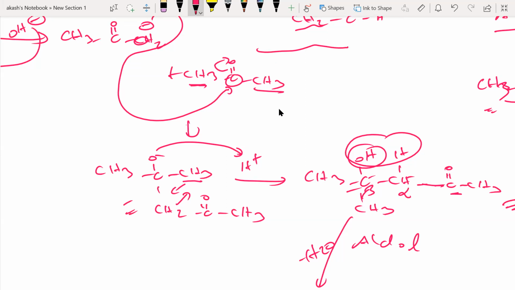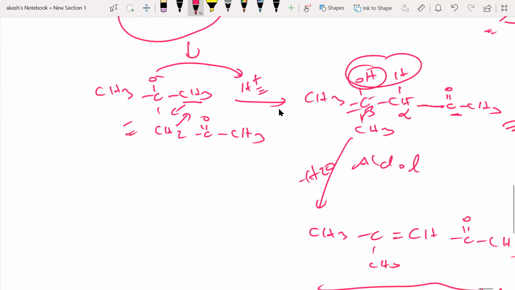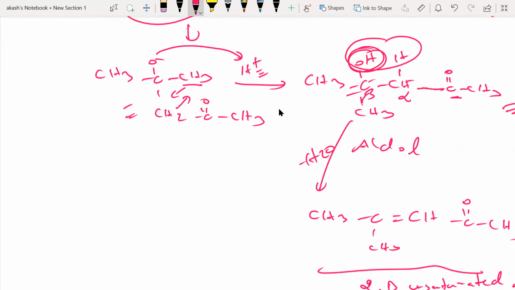So this O minus is going to take up a H plus, so it is going to become OH. That is no doubt. So what I did here, I just replaced this CH3 coming down and this coming up. Nothing. The same compound is written in this way.